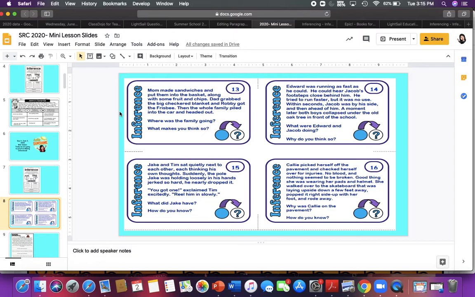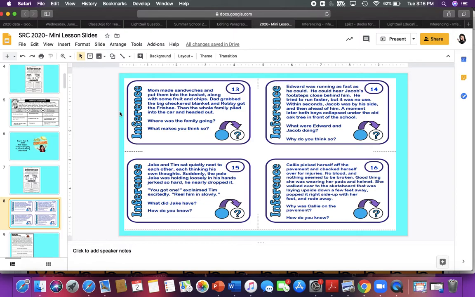Edward was running as fast as he could. He could hear Jacob's footsteps close behind him. He tried to run faster, but it was no use. Within seconds, Jacob was by his side and then ahead of him. A moment later, both boys collapsed under the old oak tree in front of the school. What were Edward and Jacob doing? It's not clearly stated in the text. That's why you have to infer it using the text clues and what you already know, or that schema.